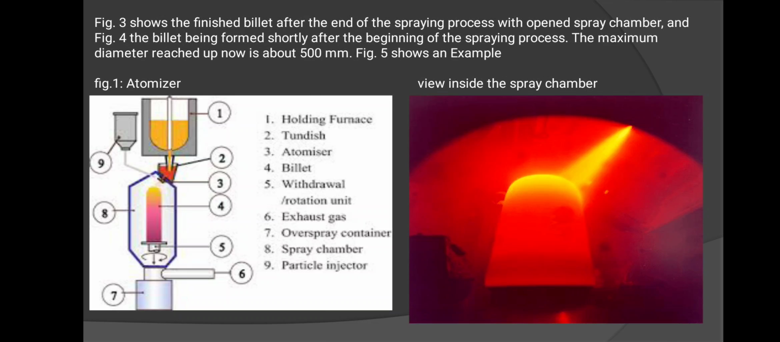So, considering the figures, the left figure shows the atomizer, or the process in which the spray deposition takes place. It consists of the following parts: holding furnace, turn dish, atomizer, billet, withdrawal, exhaust gas, overspray container, spray chamber, and particle injector, which is shown on the left side. And the right side figure shows the billet formed, or a view inside the spray chamber at the beginning of the process.